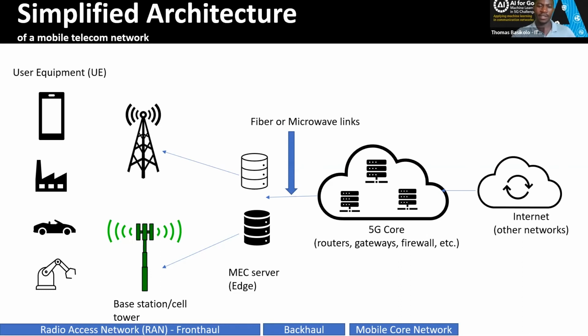So this part is called the mobile core, and you have the backhaul in the middle, and then you have the radio access network, or front haul. So they run in short. So this is the simplified architecture.